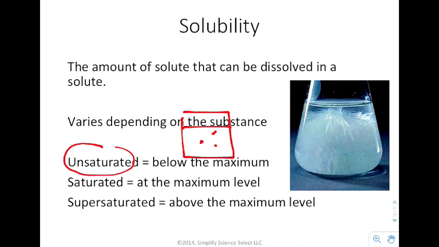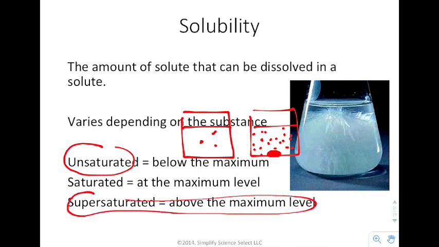A saturated solution is considered to be at the maximum level. So I've got as much as this solution can hold. If I were to add any more solute to it, it would go down to the bottom and sit there. The last one is considered to be a supersaturated solution. A supersaturated solution is considered to be above the maximum value that it's holding. So you have more than it can traditionally hold.